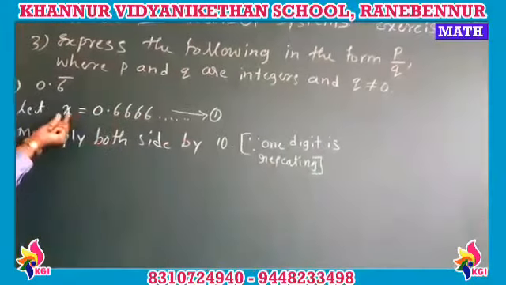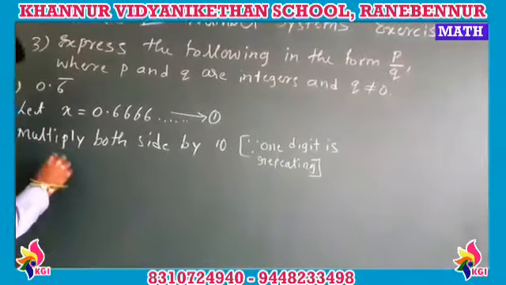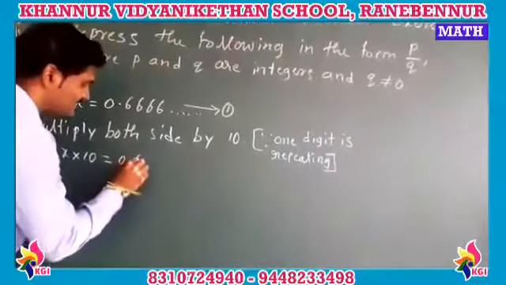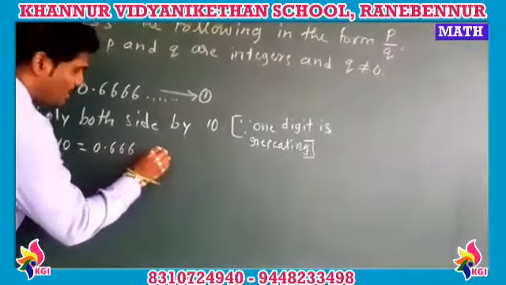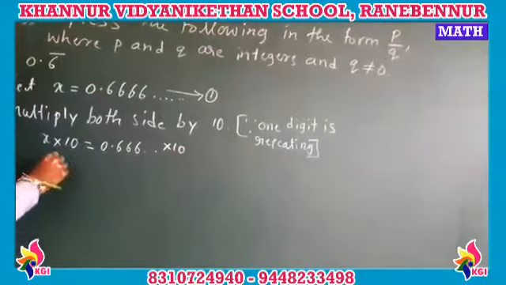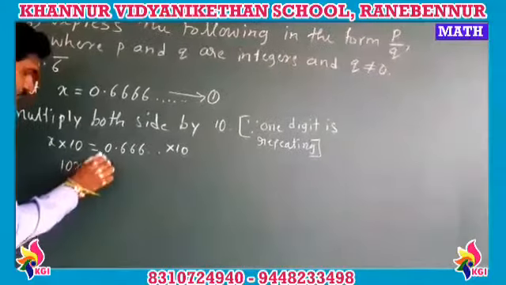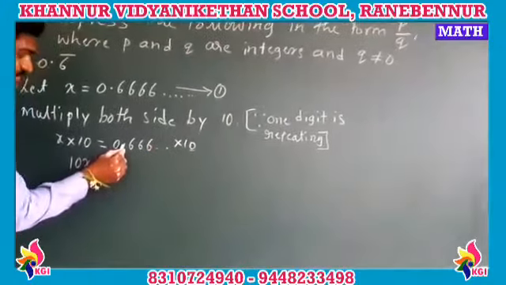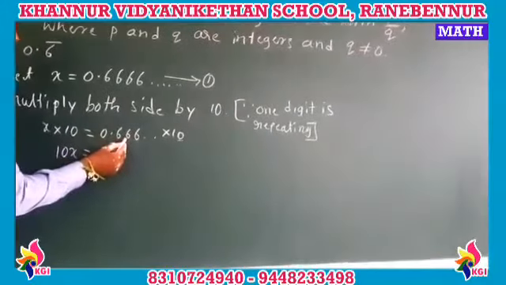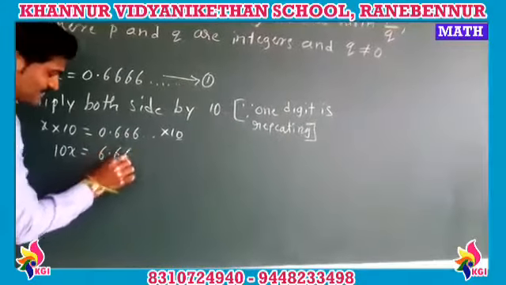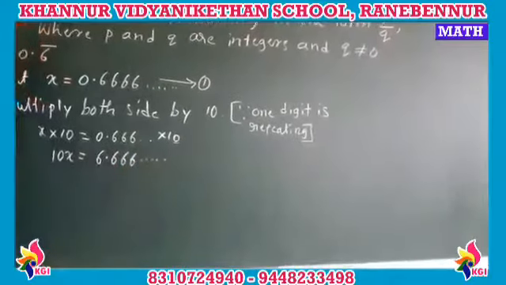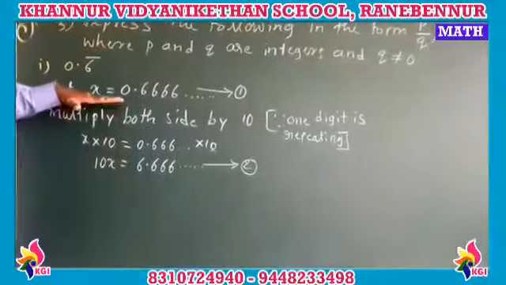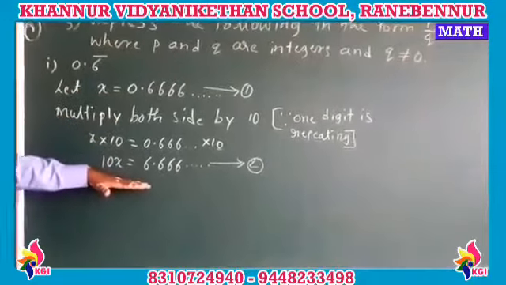Now when x is multiplied with 10, what am I going to get? X into 10 is 10x, and 0.666 and so on into 10. As we have only one 0, the decimal shifts towards the right side by 1. By that time it is going to become 6.666 and so on, correct? So we are going to take this as the second equation. Initially it is the first equation, this one will be the second equation.